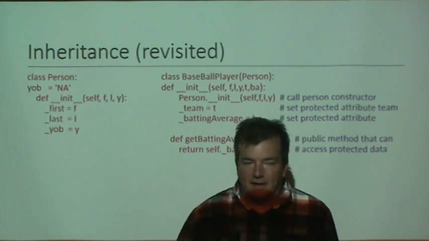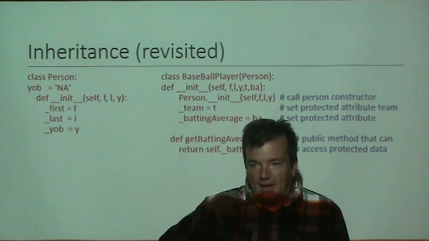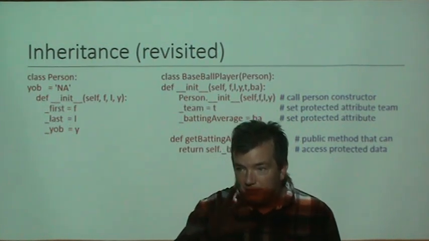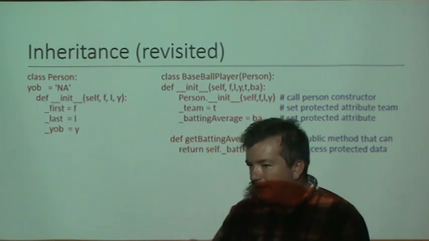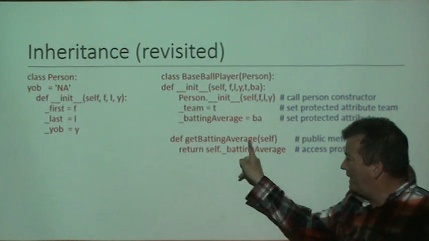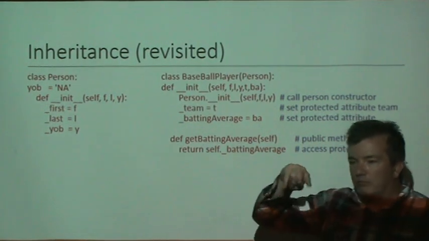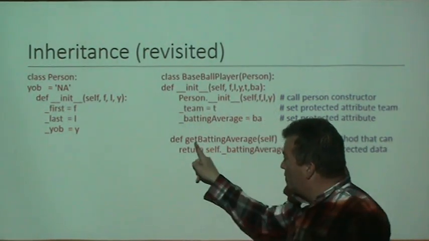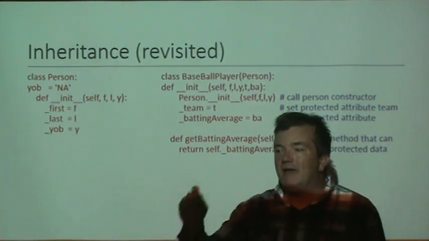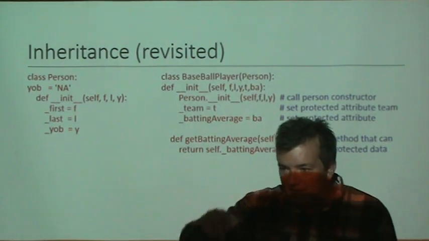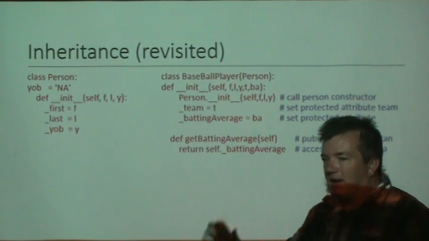But you can say print BBP.get_batting_average(). It will call the public method, get batting average. The public method, which is inside the class, has the right to read the batting average and return it to you.